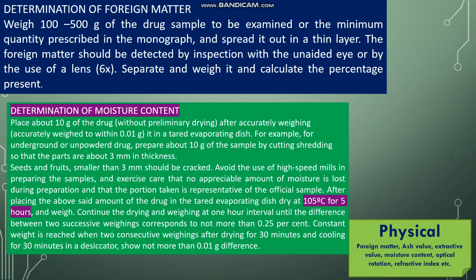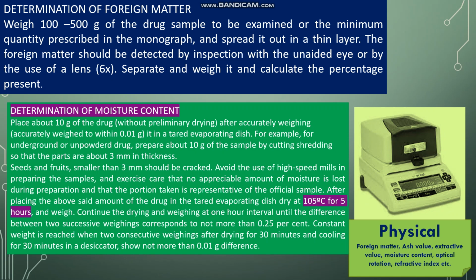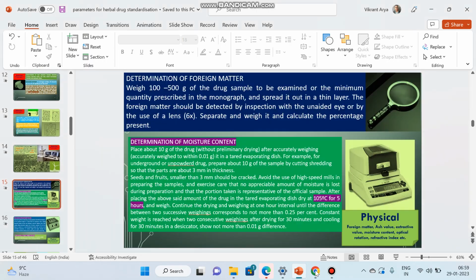Next one is the determination of moisture content. Again, a very important parameter, and we all know there is a temperature requirement for calculating the moisture content, that is 105 degrees Celsius for 5 hours. Generally this procedure was done in a hot air oven, but nowadays we have different instruments, like, as you can see in the image, the IR moisture balance. In this instrument, we are easily able to determine the moisture content. So yet again, this is a physical parameter. After botanical, this is again a very important physical parameter for herbal drug evaluation, crude drug evaluation.